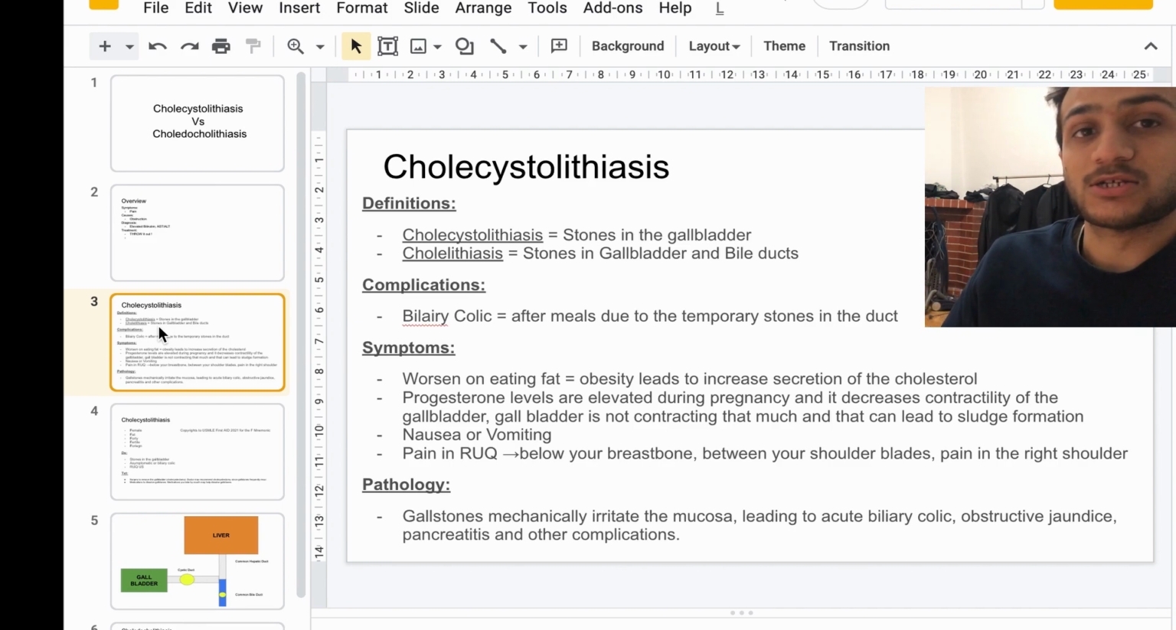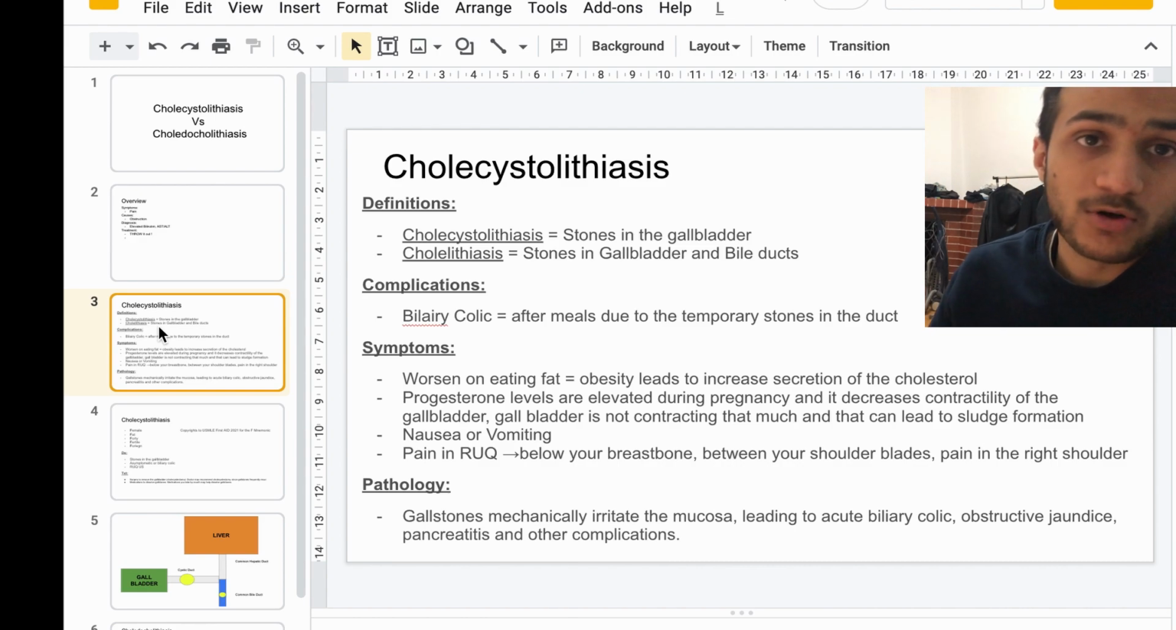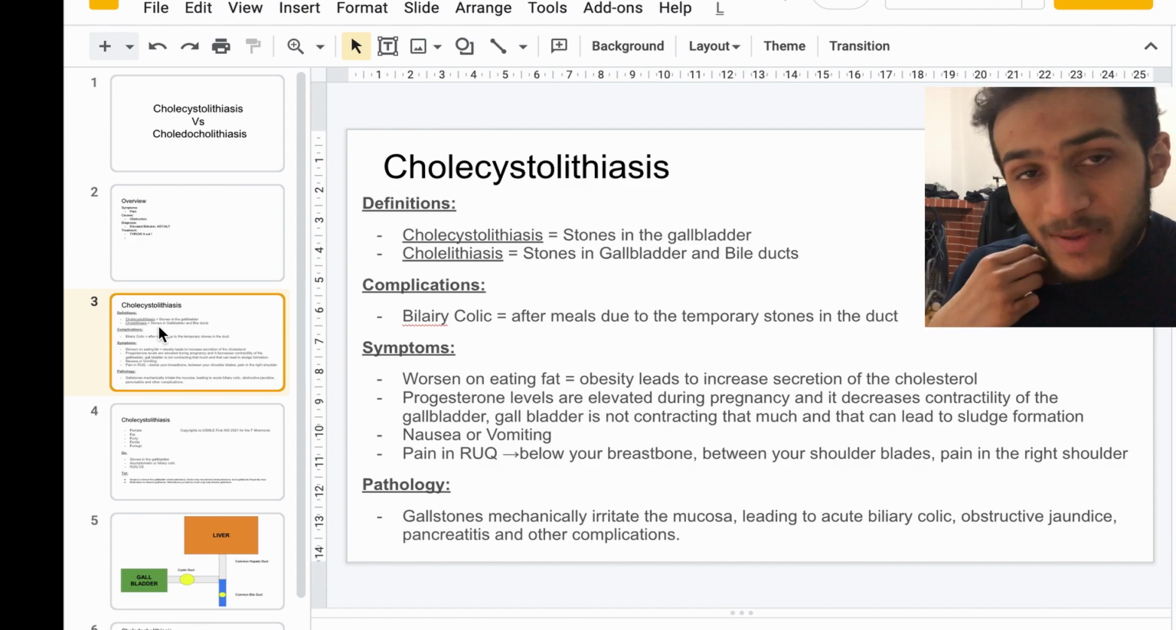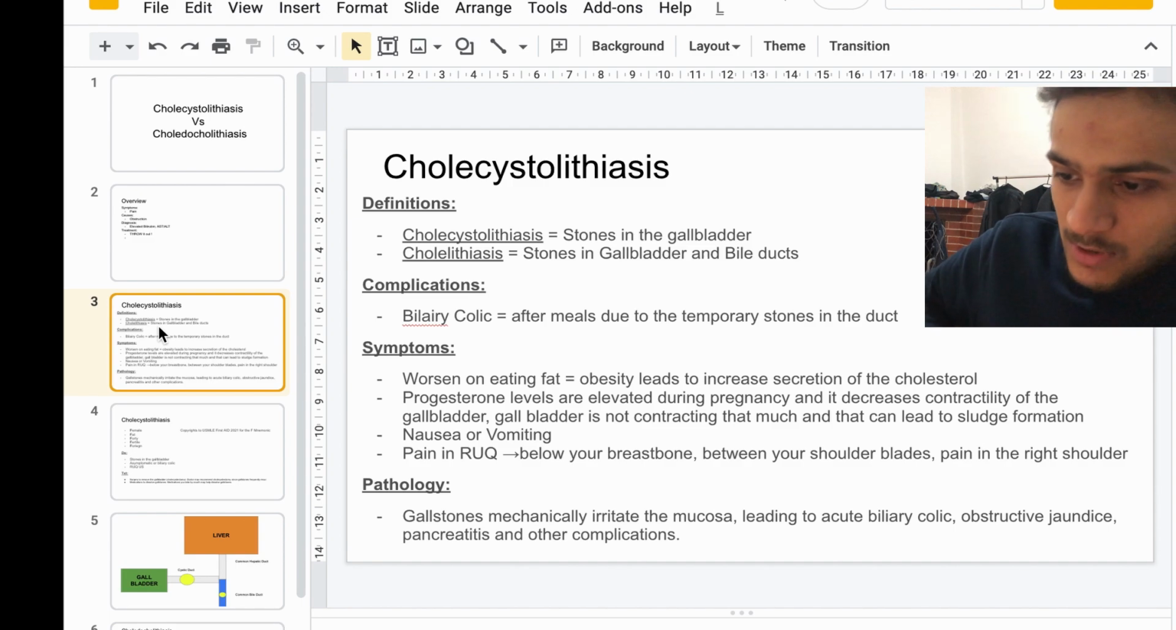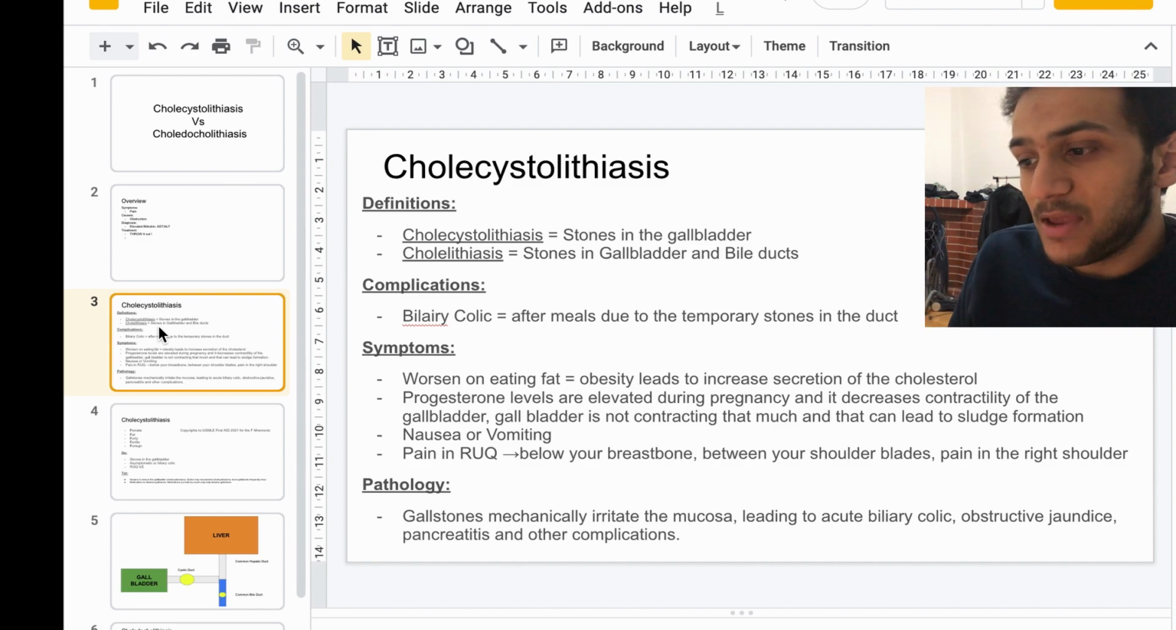That can lead to quite a bit of sludge formation. We can also have nausea and vomiting. We can have pain in the right upper quadrant, below the breastbone, between the shoulder blades, and pain in the right shoulder. The pathology here, gallstones: basically these go and irritate the mucosa, and when this irritates the mucosa, it leads to acute biliary colic and obstructive jaundice.